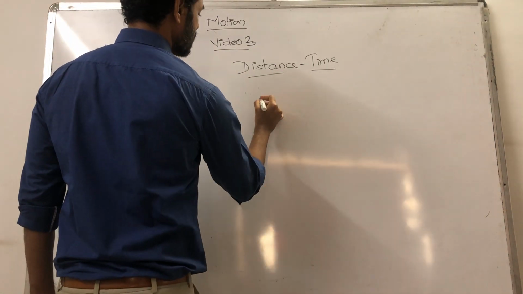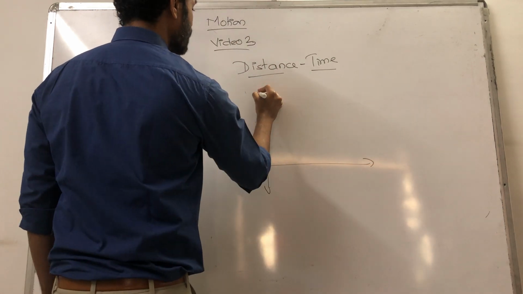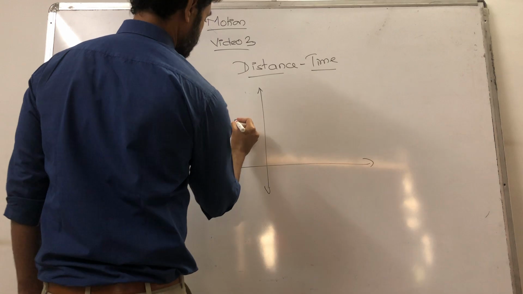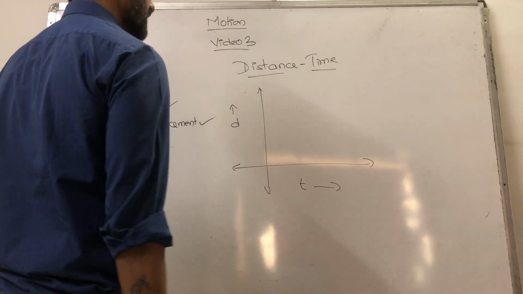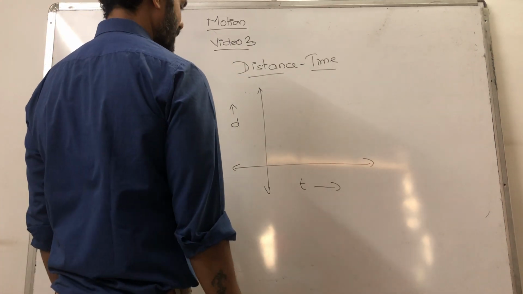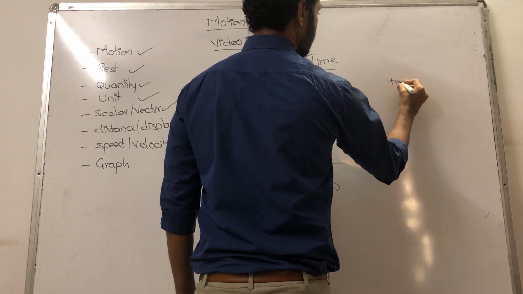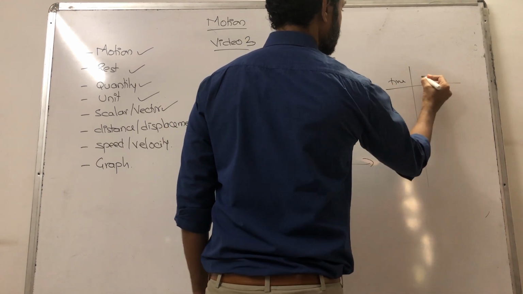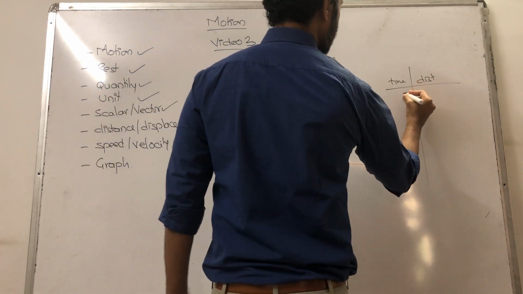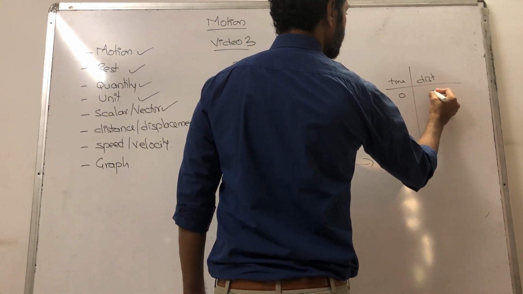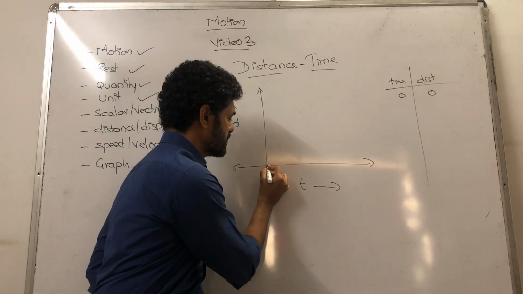Now let's look at distance time graph for a body performing uniform motion. Distance on the y-axis, time on the x-axis. Let's say this is time and this is distance. Let's say at time 0 the object is at rest at the origin.